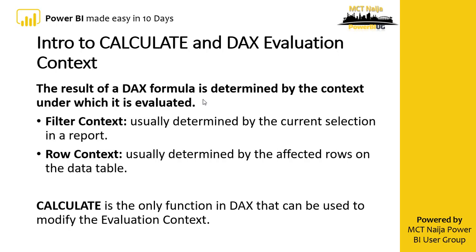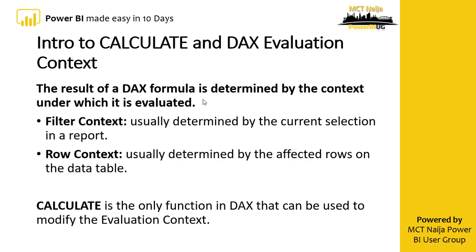So the filter context is usually determined by what is currently selected on your particular report page. So what you select on your report page determines your filter context. While the row context is talking about the formula that you are writing, which rows on your table does it affect. Now the understanding of this filter context will allow us to know what if we don't want our formula to use the default filter context. So we'll see how important that is going to be when we start writing time intelligence formulas. CALCULATE is a single function in DAX that can alter our evaluation context.